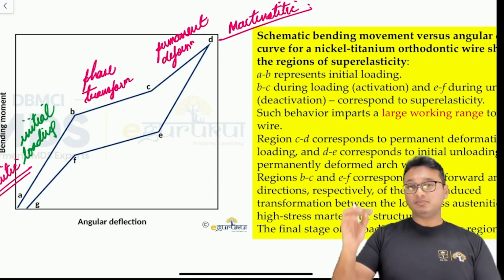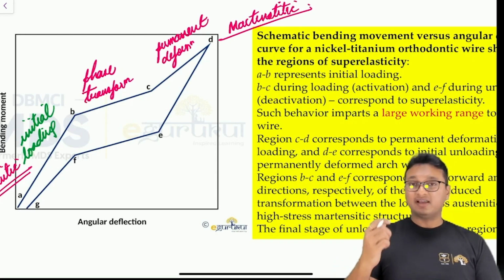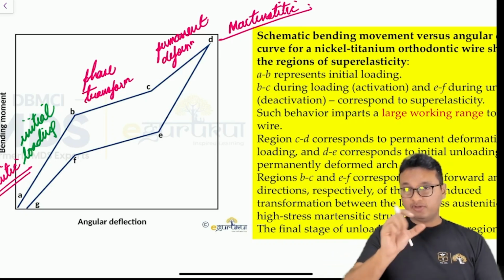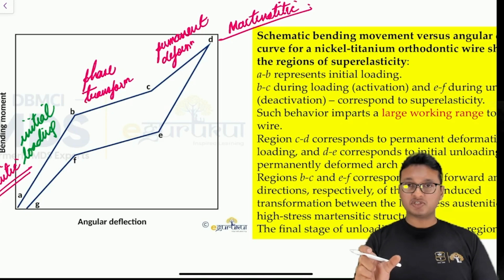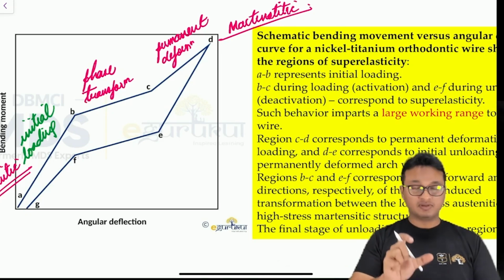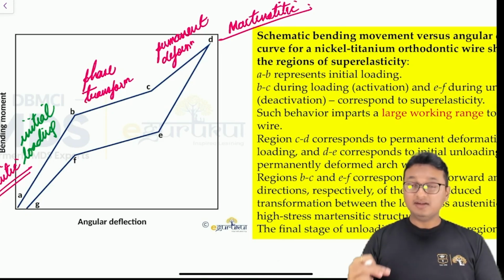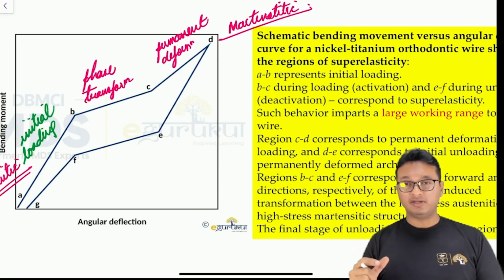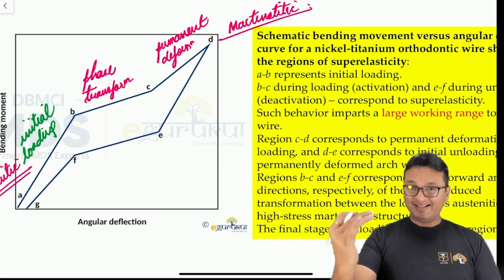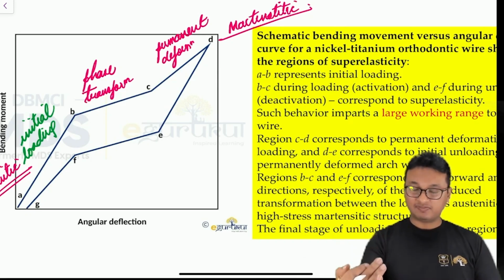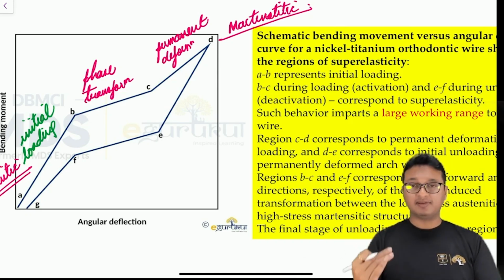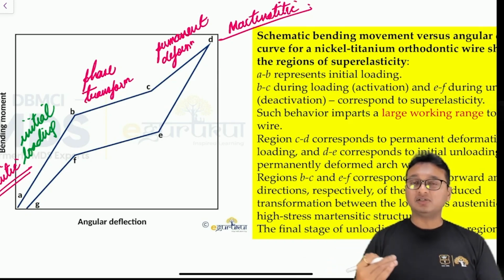Then as soon as you begin unloading, that means at the time of placing the arch wire in crowded teeth, you are first initially loading the arch wire. During loading, the phase transformation occurs from austenitic to martensitic form, and you have finally attached the arch wire into the irregular teeth bracket slot. Then as the wire comes back to austenitic form from the martensitic form, it brings the tooth along with it.